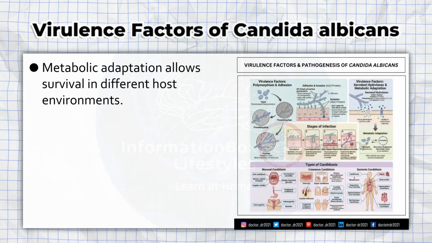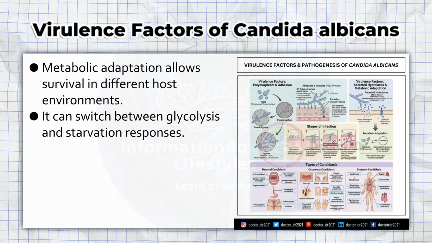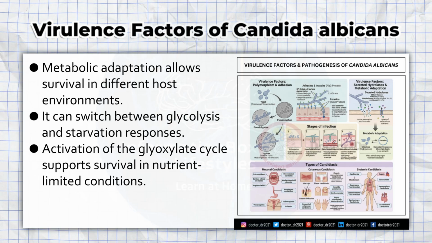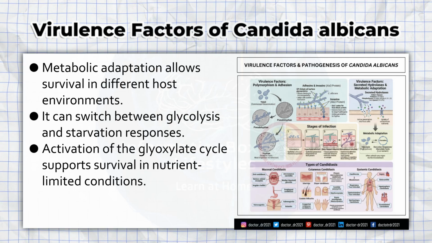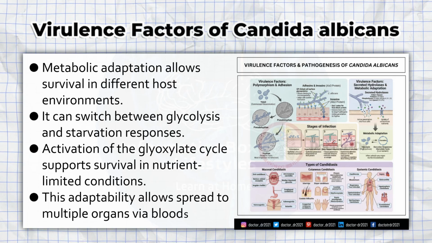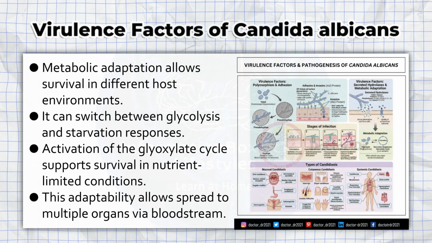Metabolic adaptation allows survival in different host environments. It can switch between glycolysis and starvation responses. Activation of the glyoxylate cycle supports survival in nutrient-limited conditions. This adaptability allows spread to multiple organs via bloodstream.